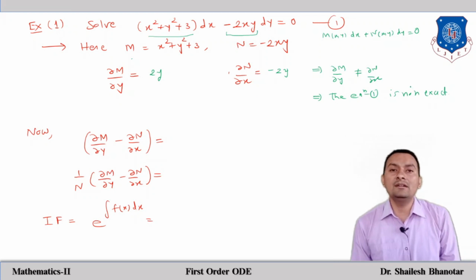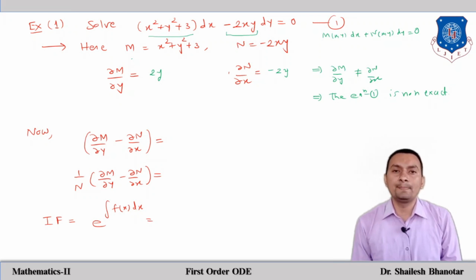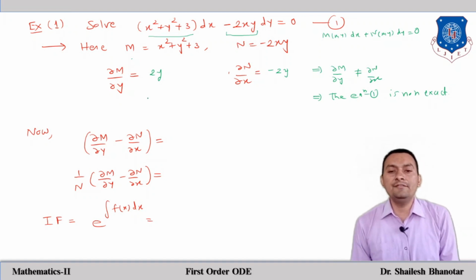Now we can convert this non-exact differential equation into an exact differential equation. But for that we have to find the integrating factor. So for that, what we have to do? First we start with the difference of these two functions, ∂M/∂y minus ∂N/∂x.